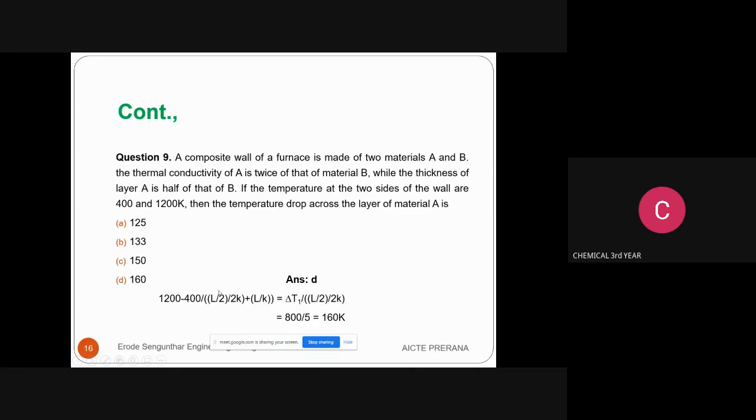Based on this concept, I am equating 1200 minus 400, because we know the temperature difference, divided by L by 2 divided by 2K, because the relationship between the A and B material for thermal conductivity and distance we have already discussed. So I have substituted all the things here: L by 2 divided by 2K plus L by K. So it should be equal to del T1 divided by L by 2 into L by 2 divided by 2K. Then if we substitute all the values, this L and K will automatically get cancelled. Then 800 divided by 5, I got it. If I solve this, I got 160 Kelvin. So in option D, the answer is 160 Kelvin. The answer for this question is option D, 160 Kelvin.